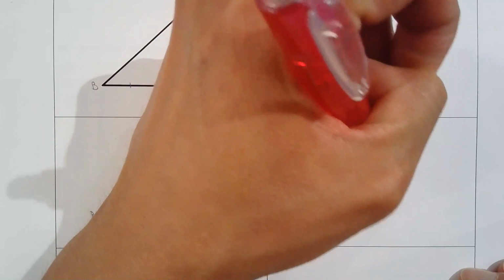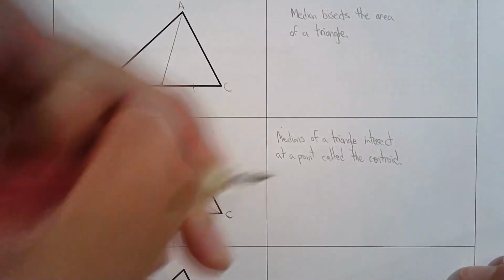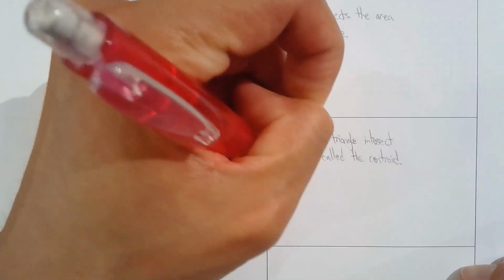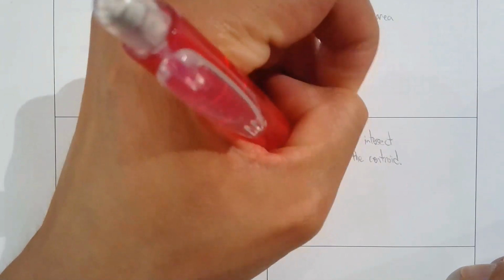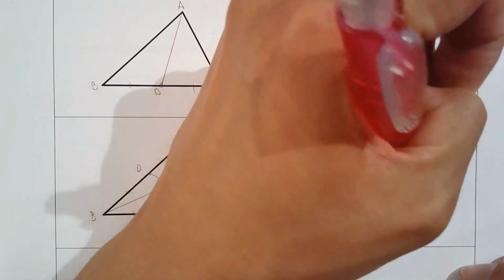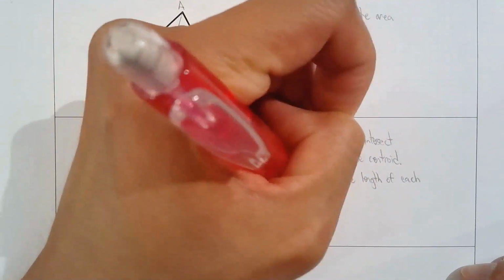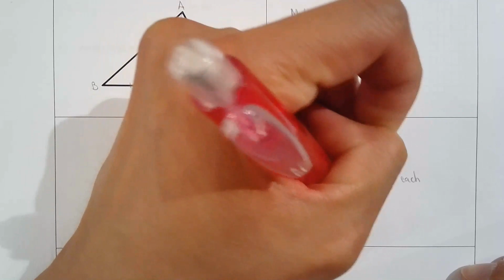And the centroid has a lot of cool properties, but we're just going to talk about one of them. The centroid divides the length of each median in a 2-to-1 ratio.